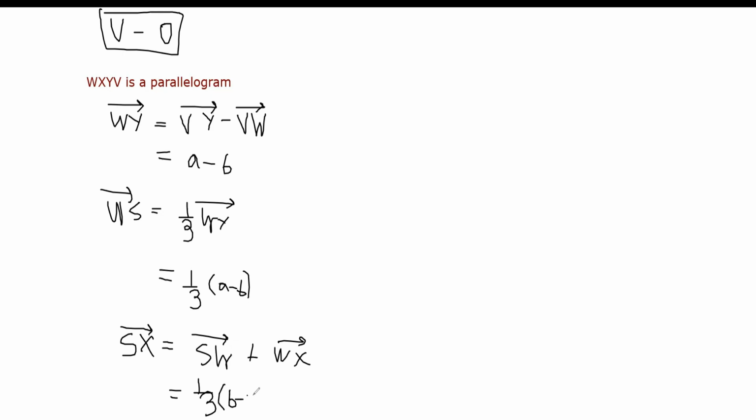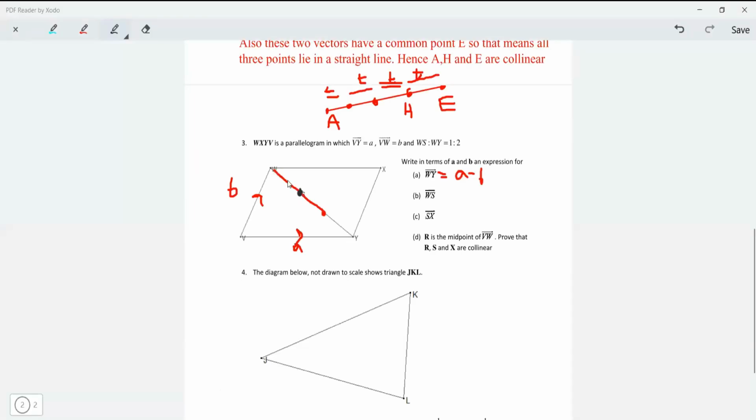SX is 1/3 of B minus A plus WX. So now we need to know what WX is. If you're wondering why I said minus of this, that is because if W to S is 1/3 of A minus B, then S to W is negative 1 times that, and negative 1 times 1/3 of A minus B is going to be 1/3 times B minus A. Now we need W to X.